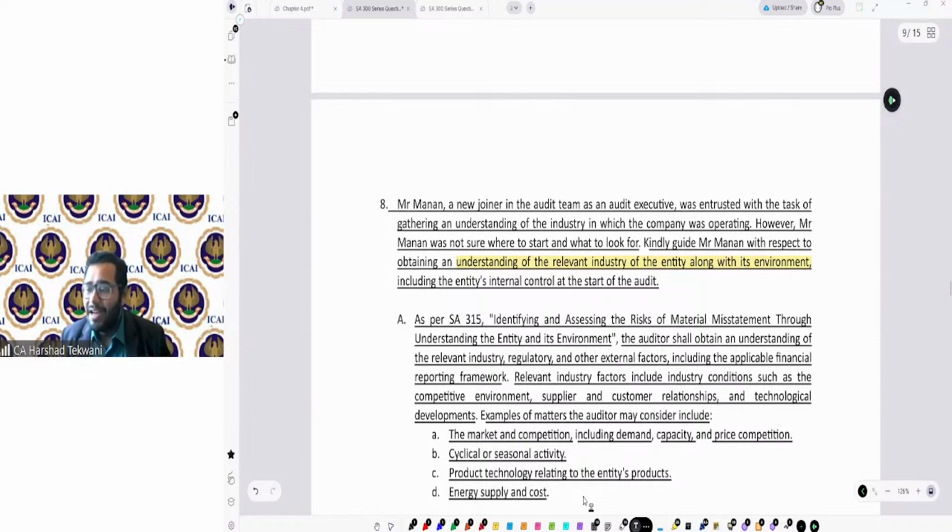So these are certain factors which could help understand the industry. Certain examples, not the only examples. Now, when I say certain examples, there could be more, like the way you have answered. But these are certain examples that are suggested.